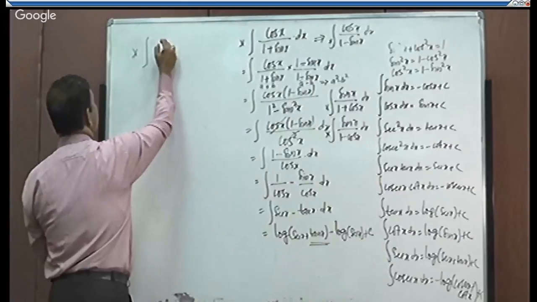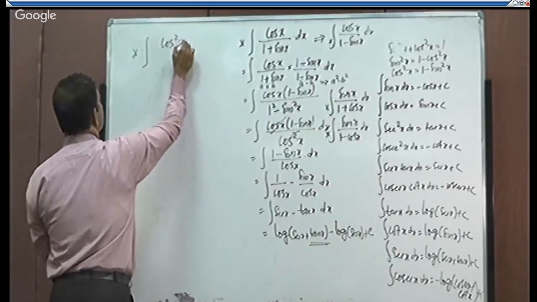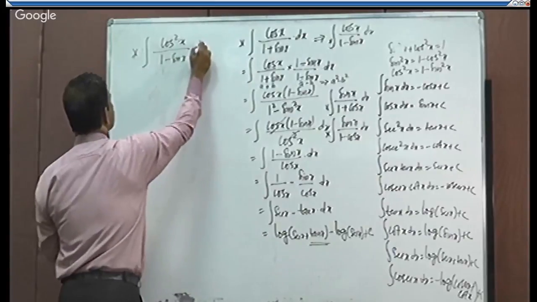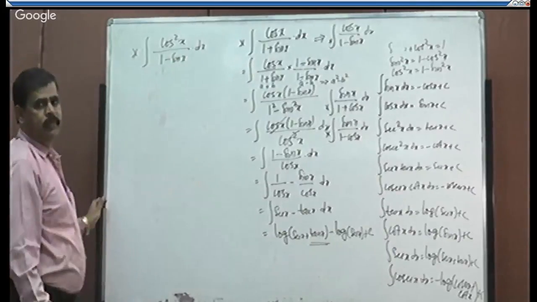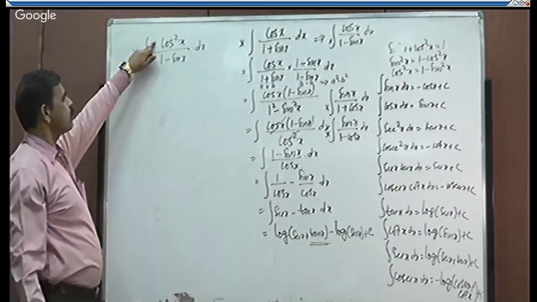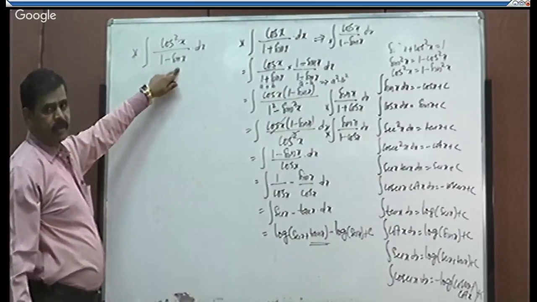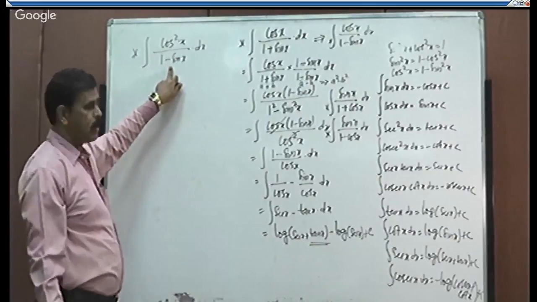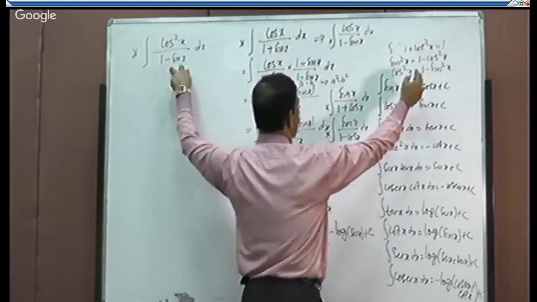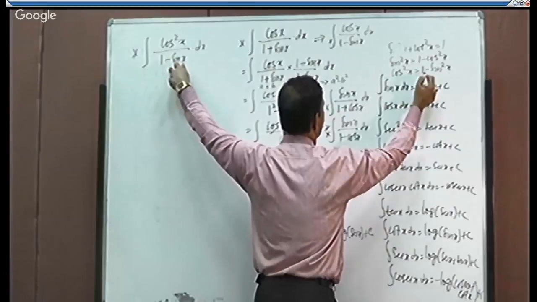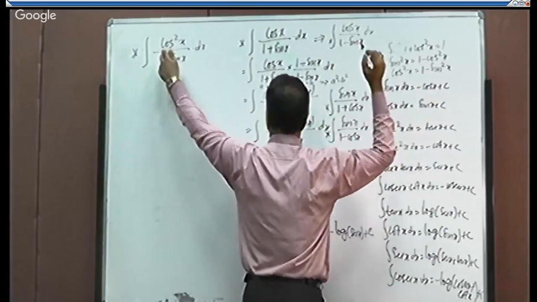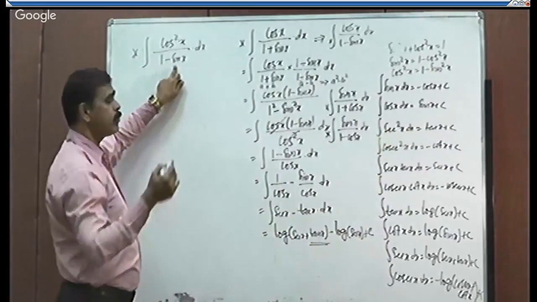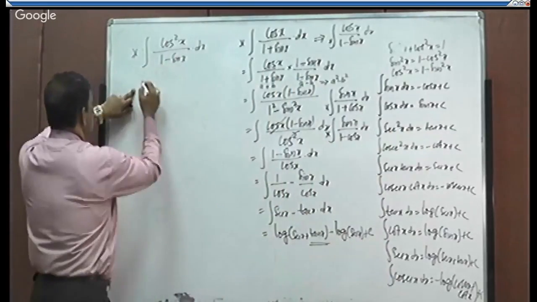So this integration of cos square x divided by 1 minus sin x. So cos square x divided by 1 minus sin x. Can you write cos square in terms of sin? Use the identity cos square x is equal to 1 minus sin square x.